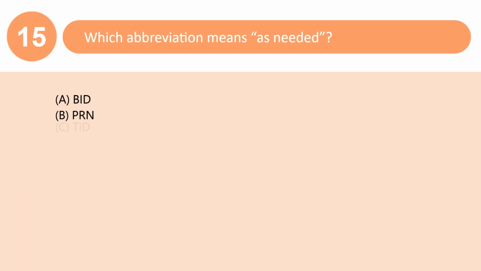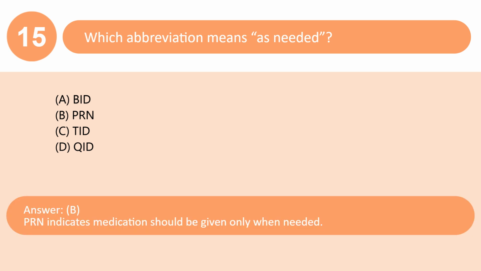Which abbreviation means as needed? A. BID, B. PRN, C. TID, D. QID. Answer, B. PRN indicates medication should be given only when needed.